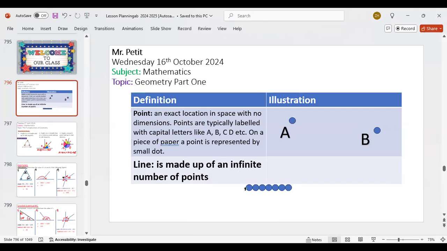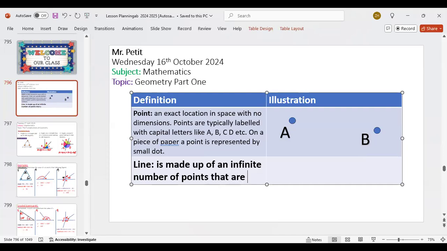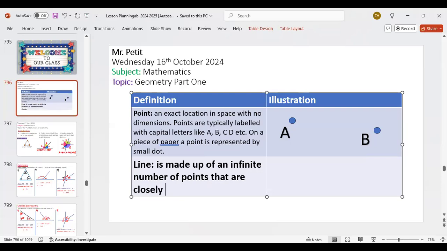We typically draw it as a straight path, which means there's no curve, right? For a line, it's a straight path. So a line is made up of an infinite number of points that are closely what? Spaced together. Space sounds weird, but closely put together. Closely placed together.